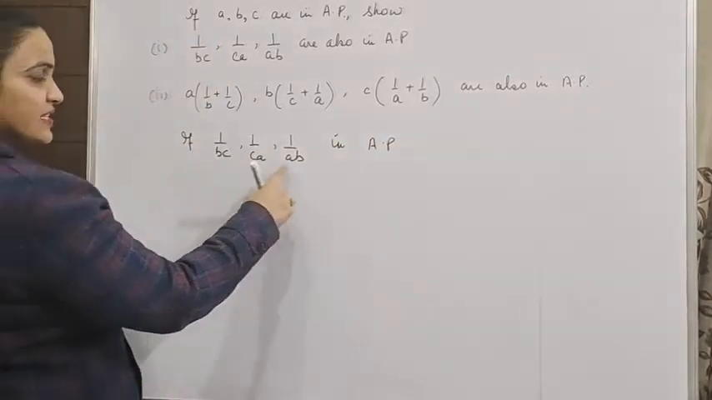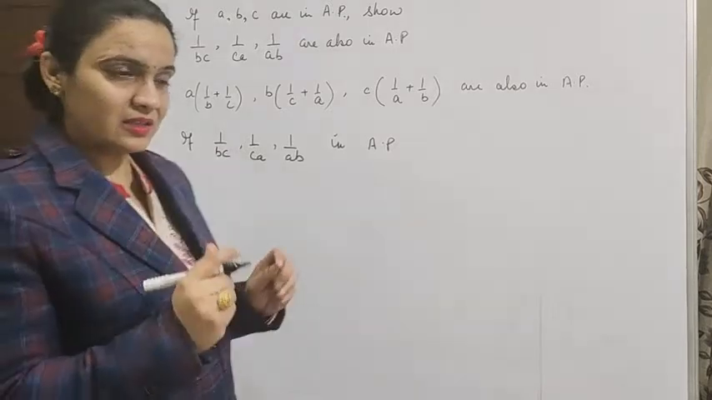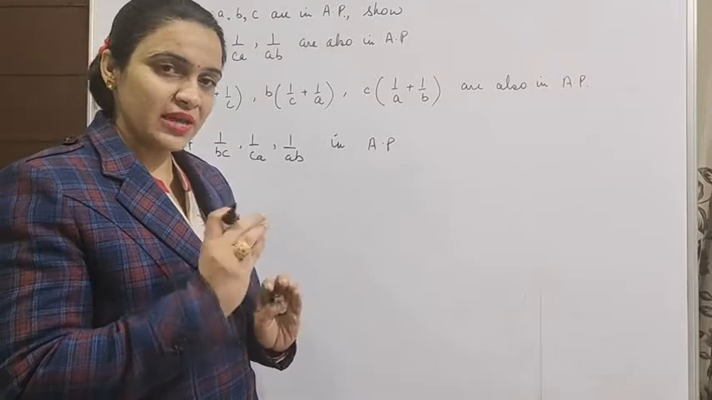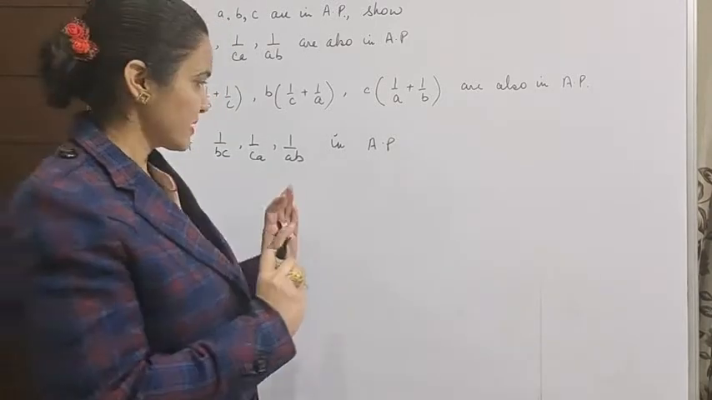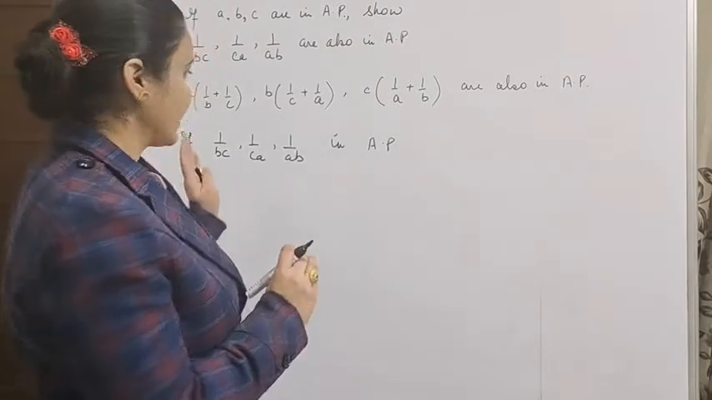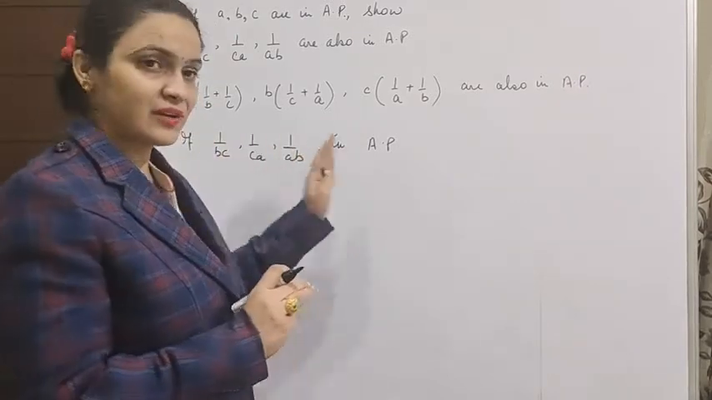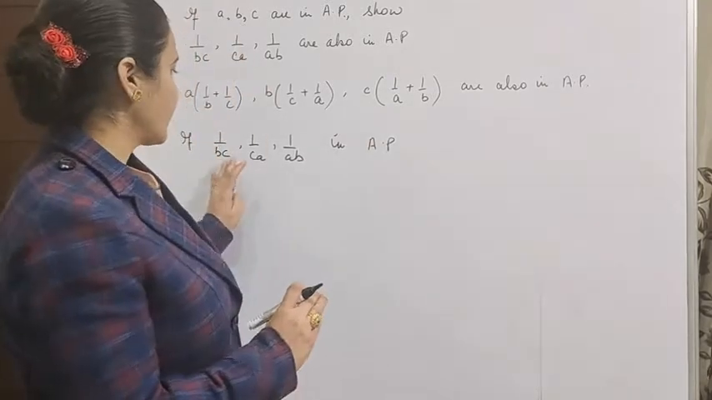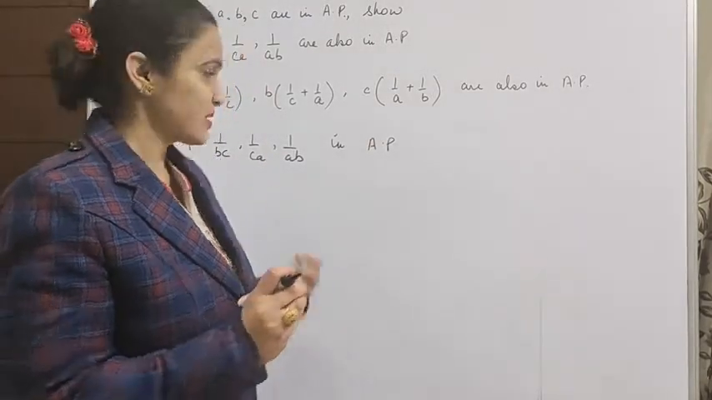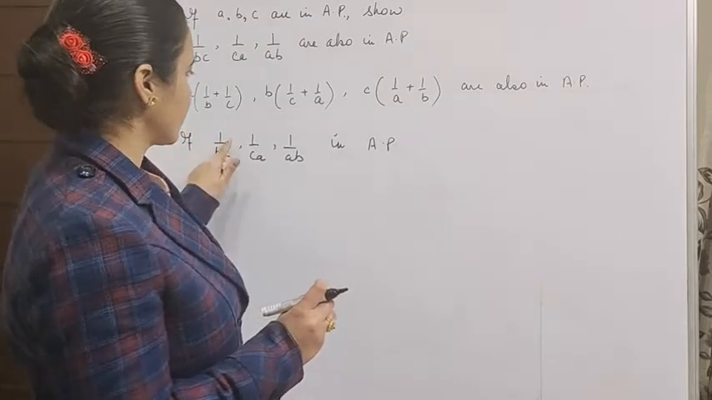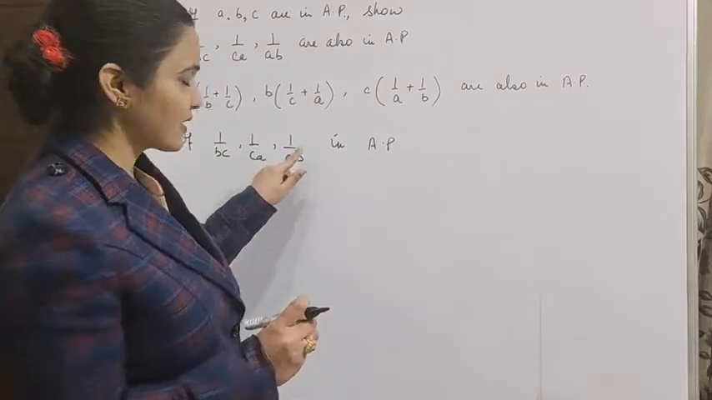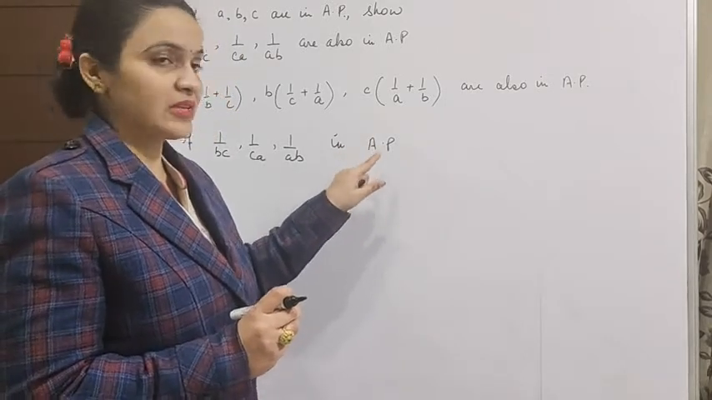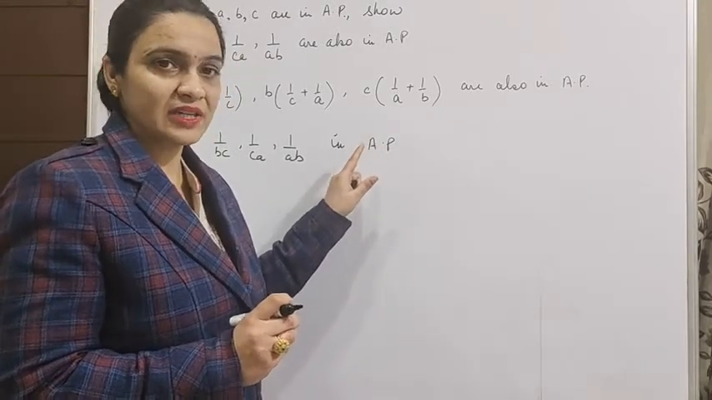ठीक है, if this is in AP, हमने ये भी किया था कि अगर आपके पास कोई सीक्वेंस अर्थमेटिक प्रोग्रेशन में है तो चाहे हम उसमें कोई कांस्टेंट ऐड करें, तीनों टर्म्स में, तब भी ये किस में रहेगा? एपी में. अगर हम इन तीनों टर्म्स में एक कांस्टेंट सब्ट्रैक्ट कर दें, जैसे 1 ऐड या सब्ट्रैक्ट करें, तब भी ये एपी में रहेंगी. They will remain in AP. It will not change the arithmetic progression.